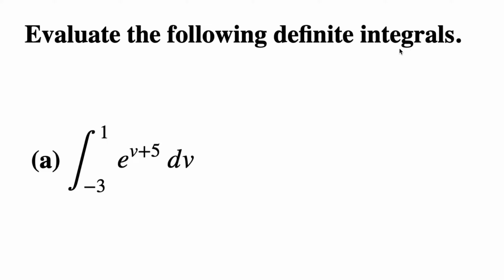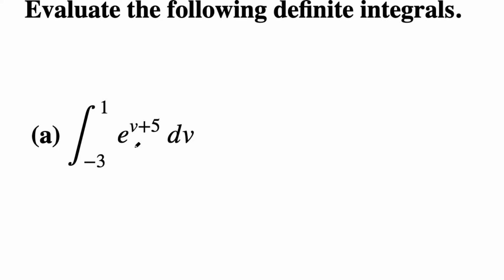Evaluate the following definite integrals. In part A, we have the definite integral of e raised to v plus 5 from negative 3 to 1. We know that when we have just e^x, the integral is e^x, but we have plus 5, so do not assume there is a formula for everything. So what we can do here is v plus 5.